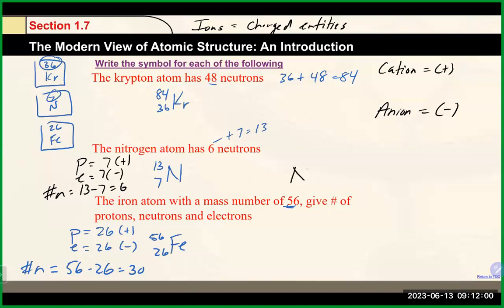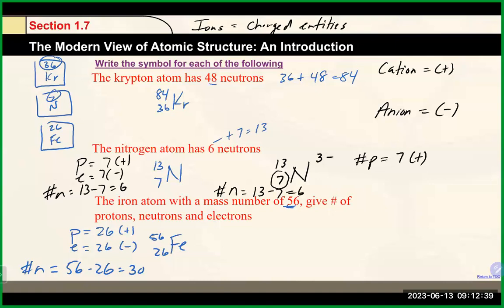Now, if we have the same guy here, but it carried a -3 charge, which is typically what nitrogen will carry, what's going to change in this case? We can still know that it is nitrogen. We cannot change the number of protons, because as we talked about, if we change the number of protons, it's no longer going to be nitrogen, right? So the atomic number has to stick, which means the number of protons has to be the same. The number of protons in this case would be 7. The number of neutrons in this particular example would still be the same. It would still be 13 minus 7, which is 6.